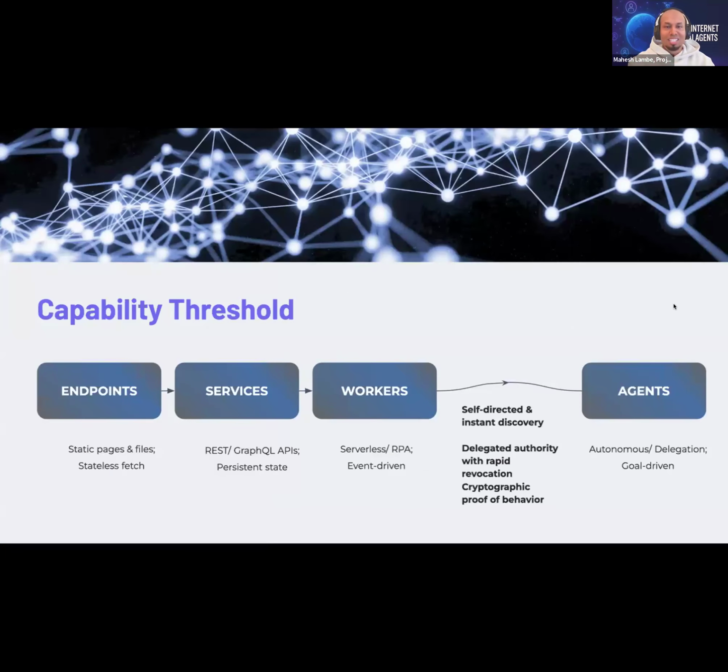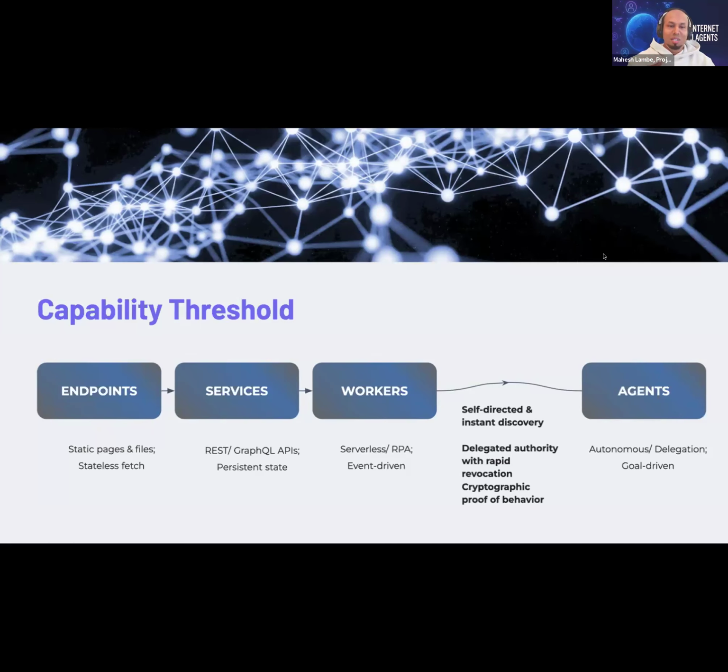So we are showcasing the capability threshold, how we evolved. It all started with the endpoint, static HTML files. Then we moved to the REST and GraphQL APIs, where we added load balancers, service meshes, and mutual TLS. We've become more transactional, right? Rather than just static endpoints. Then we got workers, which are serverless functions, cron jobs, RPA, which can execute behind the scenes, and CI/CD pipelines can govern them, and they still followed human-authored schedules and policies.